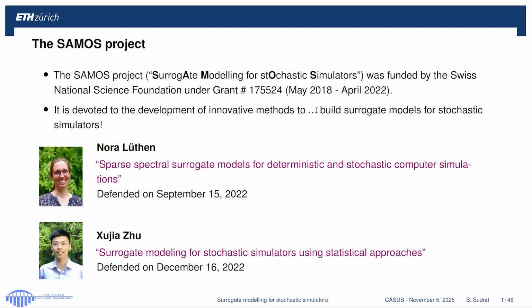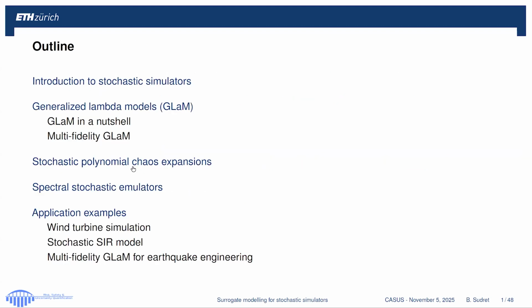What I will present today, part of it is research that is already a few years old. It's about basically stochastic simulators and how to build surrogate models. And that was mainly developed by 2 PhD students in my group. Back then, now Shujia is a professor in Paris-Saclay University in France, and Nora is still Oberassistentin in my group in Zurich.